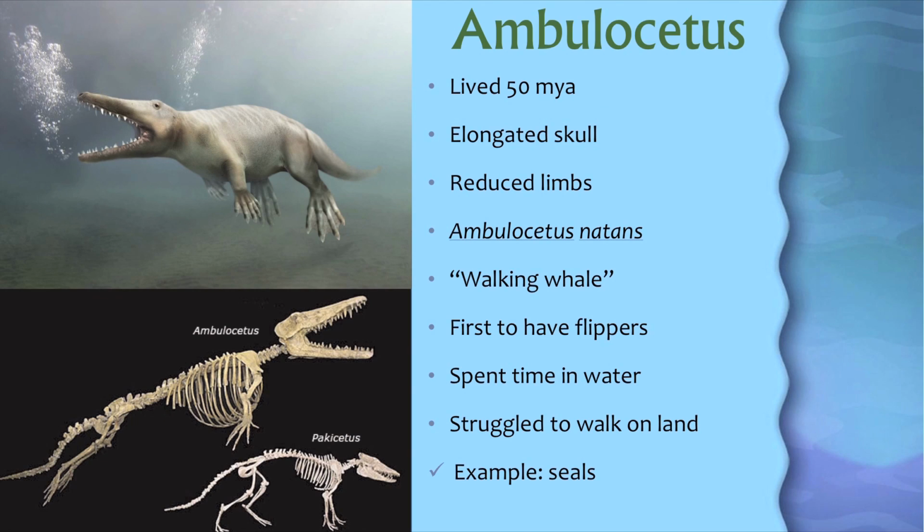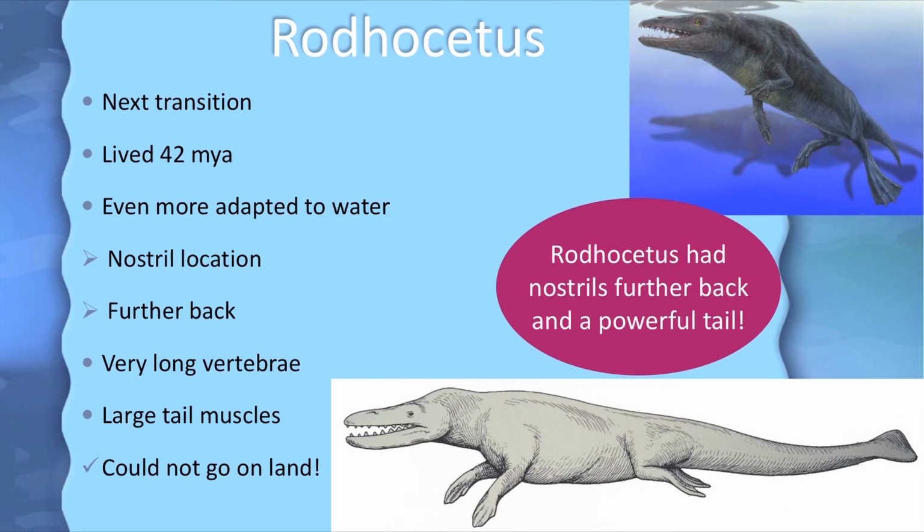Around 50 million years ago, there lived an animal with an elongated skull and reduced limbs. This remarkable creature was accurately named Ambulocetus, which literally means walking whale.